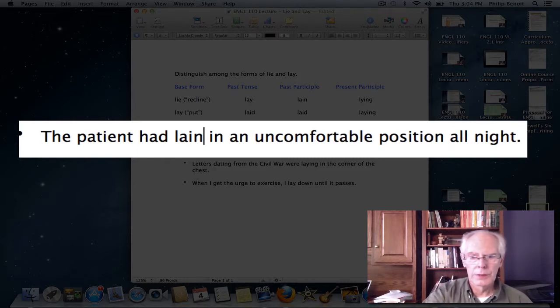So all we do is fix that. And our sentence reads actually kind of funny. The patient had lain in an uncomfortable position all night. Doesn't sound all that correct, does it? Well, it is correct. Technically, it is correct.